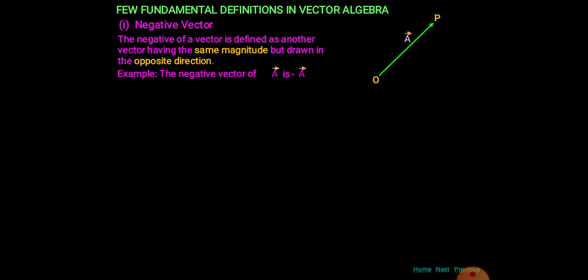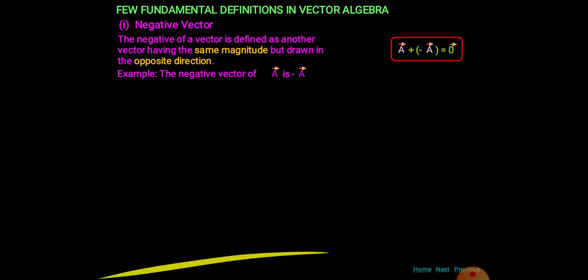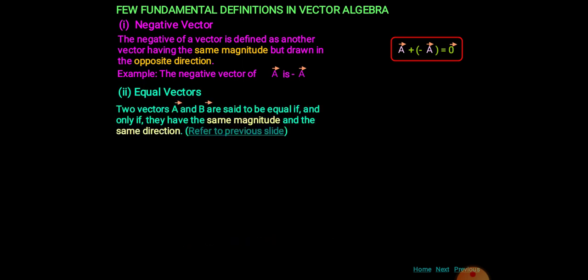Here OP I have taken as vector A and again it has the same magnitude. I have taken the A vector but the direction here is opposite. So negative A is the negative vector of vector A. If you see its magnitude, it is the same, but the direction is opposite. Here we can write vector A minus vector A is equal to 0. Equal vectors. We have just seen that two vectors A and B are said to be equal if and only if they have the same magnitude and same direction. Now co-initial vectors.